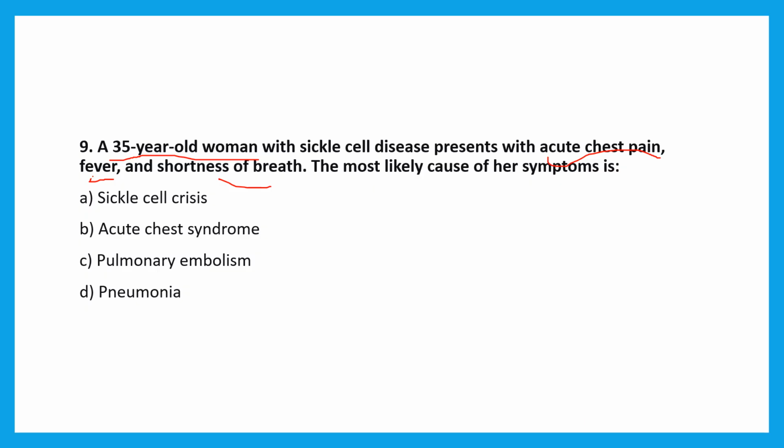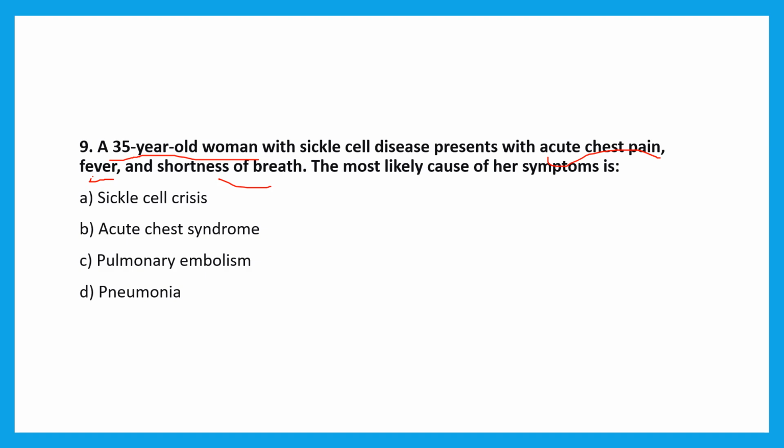Okay, so acute chest syndrome itself is a common and very severe complication of sickle cell disease that we must know. It is characterized by chest pain, fever, and also pulmonary infiltrates, shortness of breath. Remember, pulmonary infiltrates. And how does this come about?